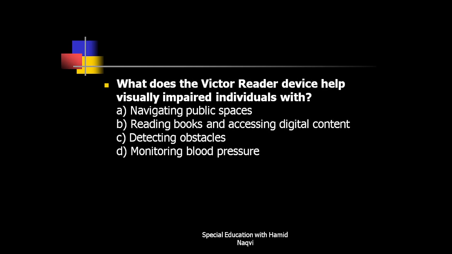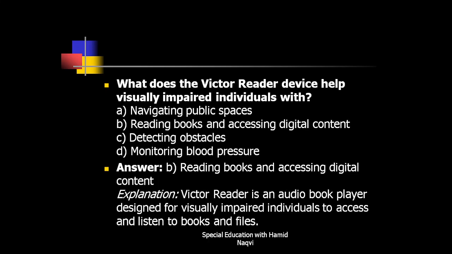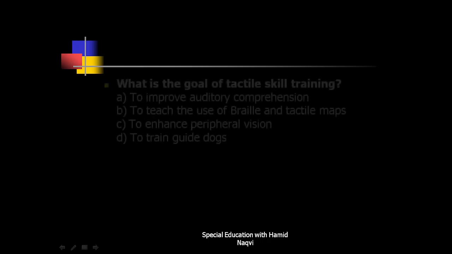What does the Victor Reader device help visually impaired individuals with? Navigating public spaces, reading books and accessing digital content, detecting obstacles, monitoring blood pressure. Answer is reading books and accessing digital content. Victor Reader is an audiobook player designed for visually impaired individuals to access and listen to books and files.